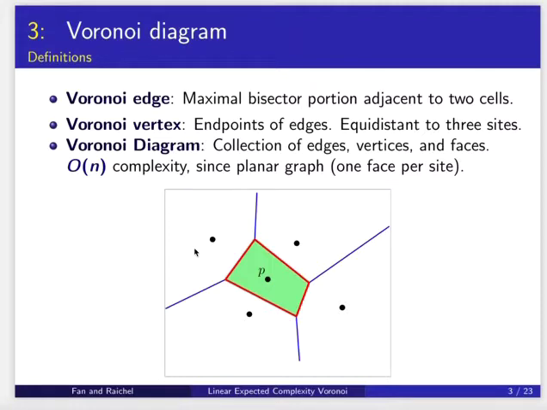The Voronoi edge is a maximal bisector portion adjacent to two cells. And the Voronoi vertex is an endpoint of edges, which is equidistant to at least 3 sets. And the Voronoi diagram then is a collection of edges, vertices, and faces. And it has linear complexity in the plane since it's a planar graph, and each set has exactly one face.